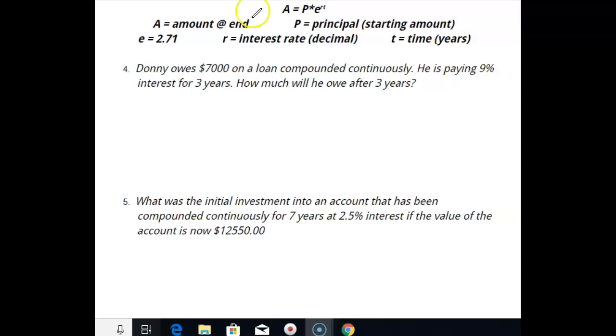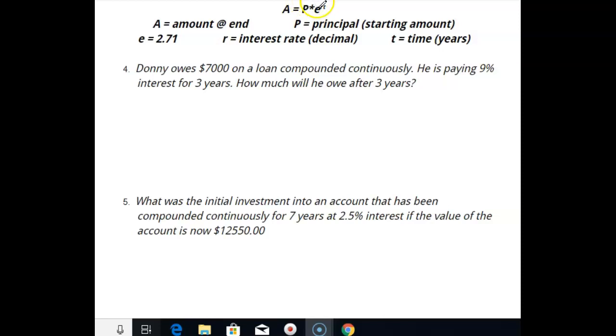All right, here we go. This is the last of the interest formulas. This one's called the PERT formula, P-E-R-T. It stands for continual interest. A is the amount at the end still. P is the principal, or the beginning amount that you invest or borrow.